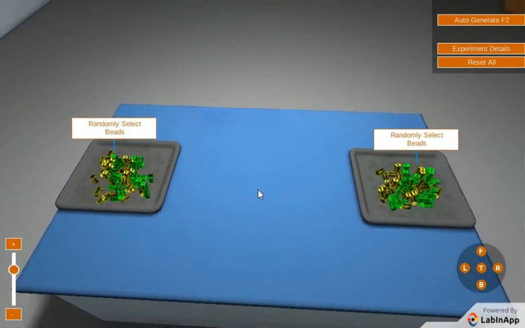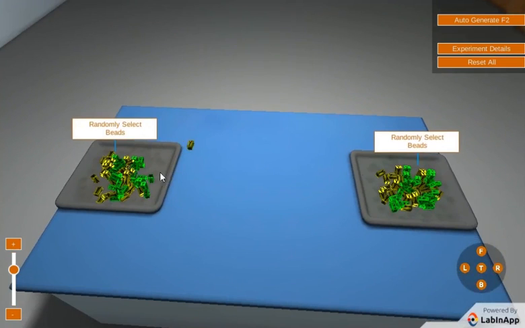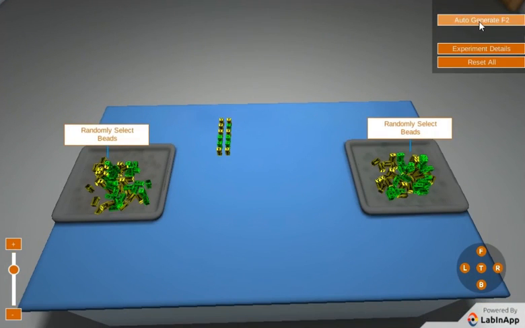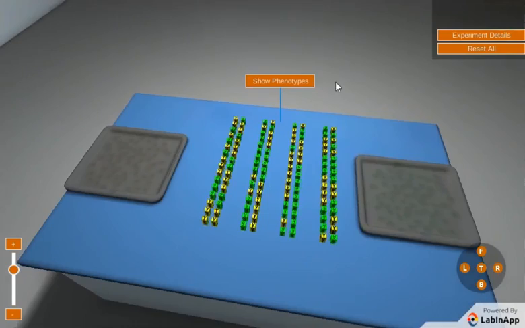To obtain the F2 generation, select one bead from one beaker representing male and one from the other beaker representing female, keeping randomly, and put them together on the table. Continue this process till all the beads are paired. Thus, 64 offspring of F2 are obtained.